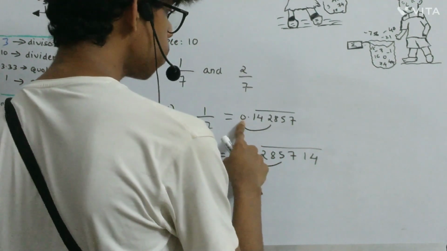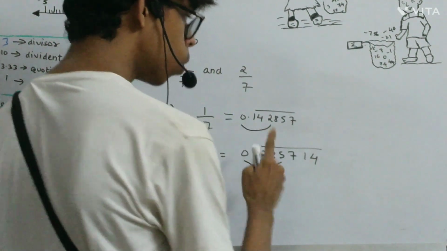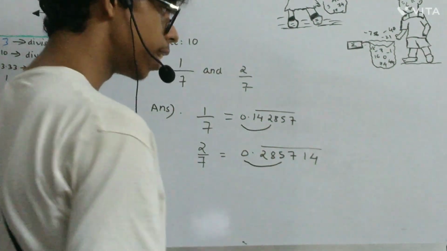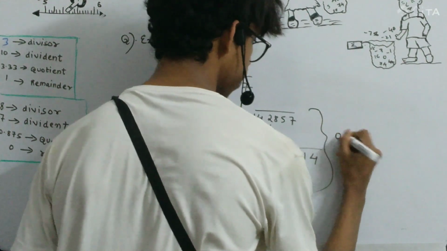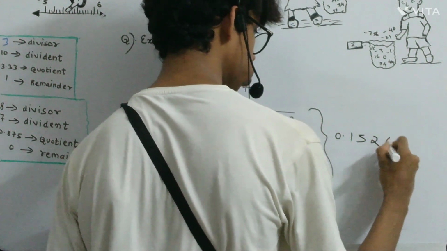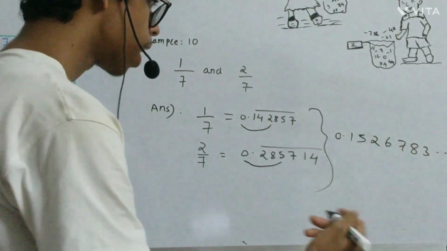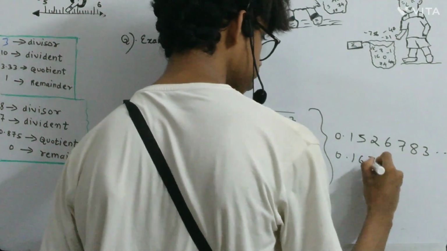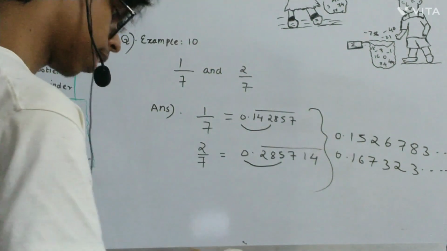So here after the point I am starting with 1 and 4. Here it is 2 and 8. So I should write a number which is between 14 and 28. So how can I write a number like that? I can write, for example, say 0.1526783, etc. Okay, and it goes like this. I can also write 0.167324, etc., and it goes like this.